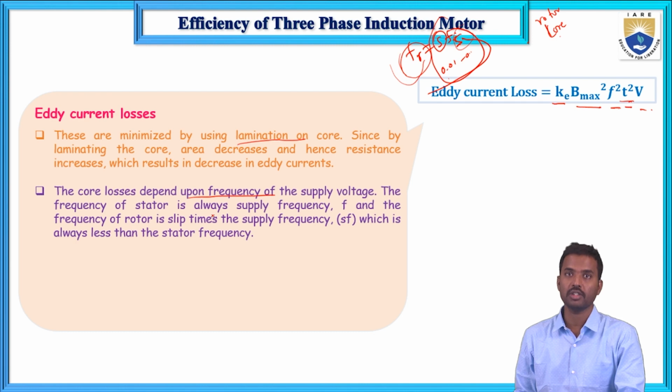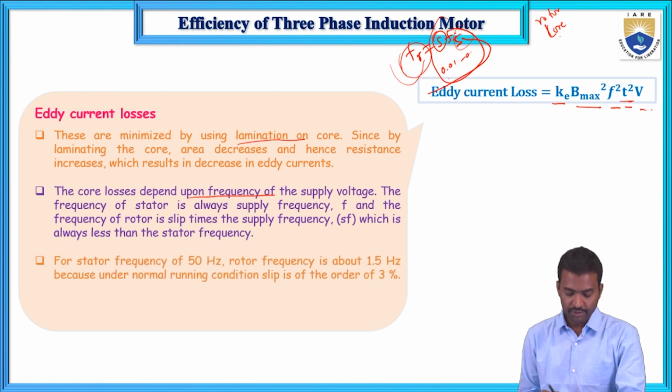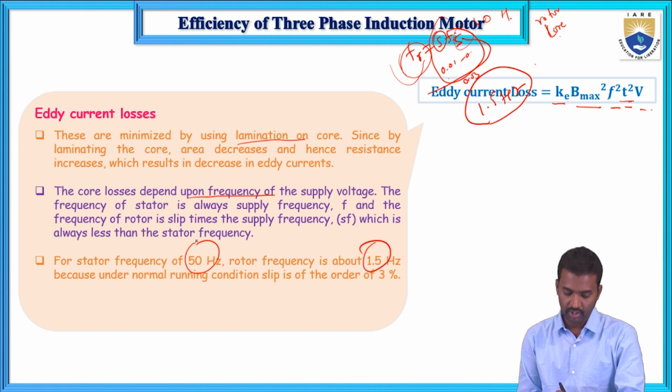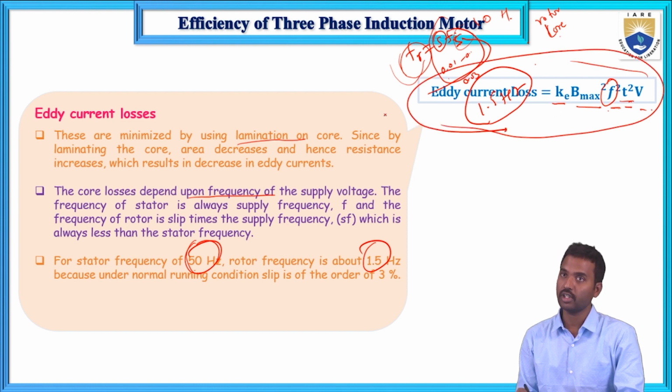Suppose the stator frequency is 50 hertz and the slip is 0.03, then the rotor frequency is 1.5 hertz. As compared to the stator frequency, the rotor frequency is very less, 1.5 against 50 hertz, so we can neglect it. Substituting 1.5, the eddy current loss is a negligible value, and the hysteresis loss is also negligible. If you add the eddy current loss and hysteresis loss, you will get a negligible core loss.